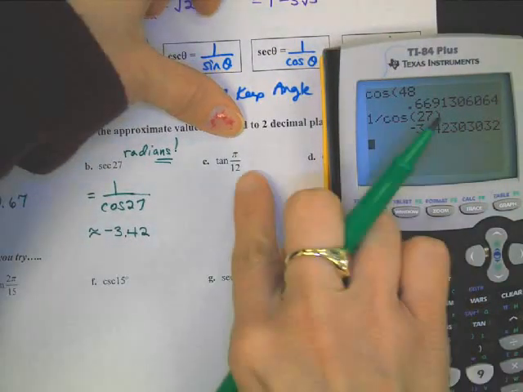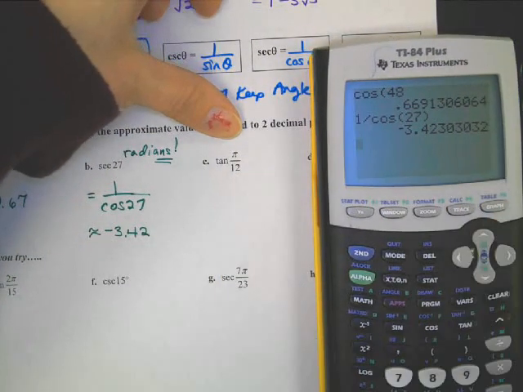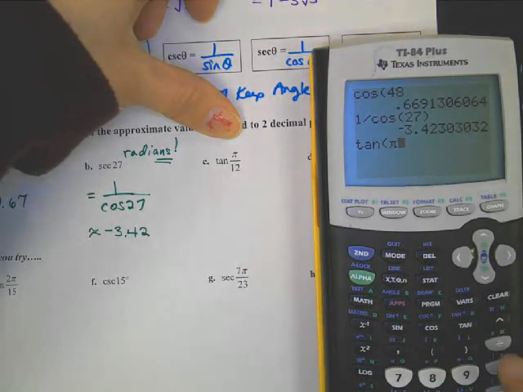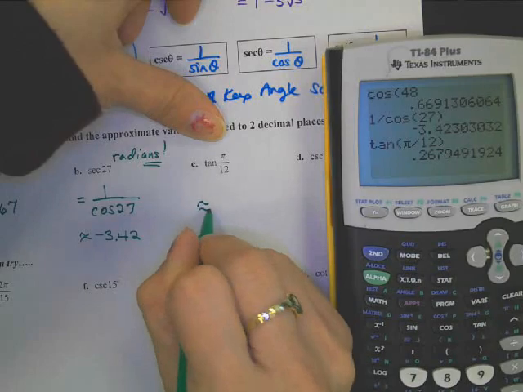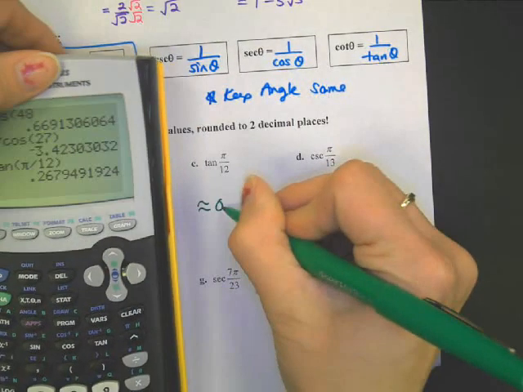Okay, let's do the next one. This is also radian mode. I'm currently in radian mode, so I'm good to go. Tangent of pi divided by 12, and that is approximately 0.27.